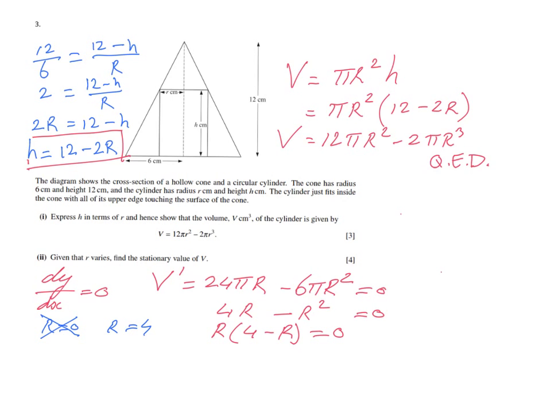So the last thing we have to do, and I'll just squeeze it in over here, we have to find that volume when r is 4. So 12 pi times 4 squared minus 2 pi times 4 to the power of 3. And if you plug it in your calculator properly, you're going to get 64 pi, which is, to three significant figures, 201 centimeters cubed.